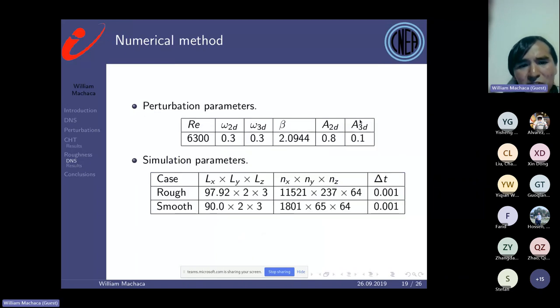We made two simulations. First, one simulation using the uniform roughness on the channel walls and the other simulation in a smooth channel. We made these simulations because we want to compare the results of the rough case with the results of the smooth case.